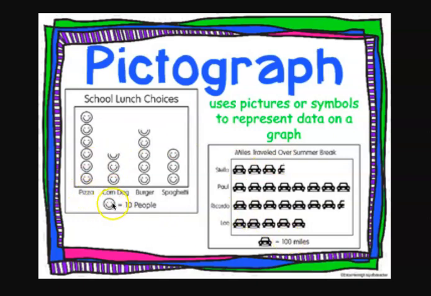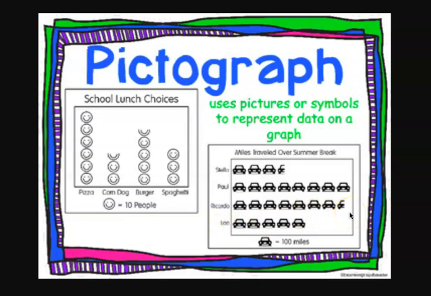It tells us in the key that a smiley face equals 10 people, and then we can count how many people ordered pizza for lunch, or corn dogs, or burgers, spaghetti. And then same with this one. This graph is called miles traveled over summer break, and each car equals 100 miles. So we can see who traveled the most over summer break using the pictograph.